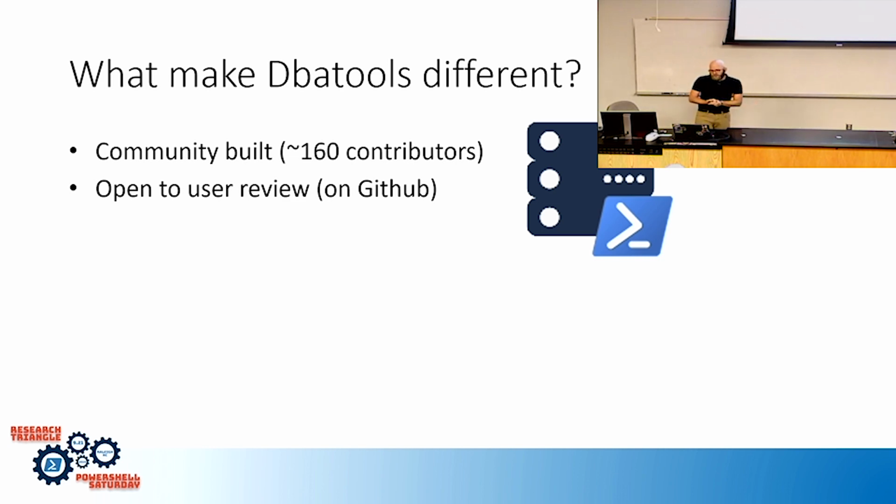It's open for user review. So it's out on GitHub. You should be able to understand what's going on. There are some C# pieces that are compiled just because they run more performant and faster if they're C# and compiled, but you can still see that C# code on GitHub and do pull requests and reviews of it.